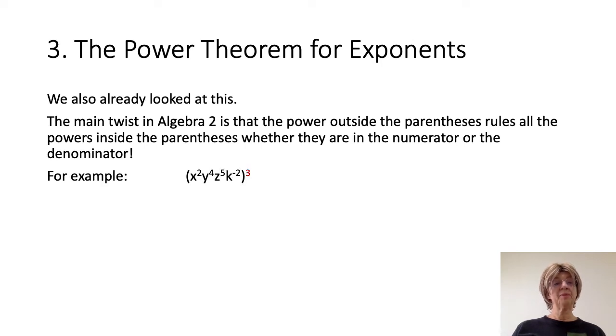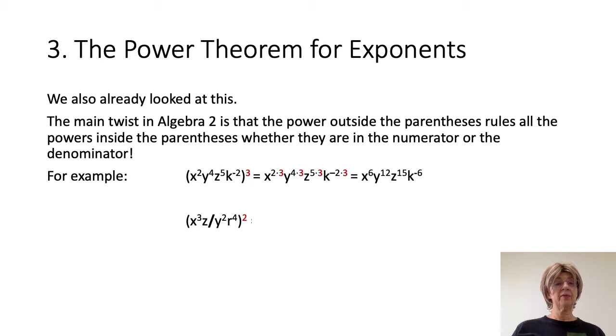For example, x squared, y to the 4th, z to the 5th, k to the minus 2, raised to the 3rd power. We already did it. There's the 3rd power being distributed through everything, and we end up with x to the 6th, y to the 12th, z to the 15th, and k to the minus 6th.